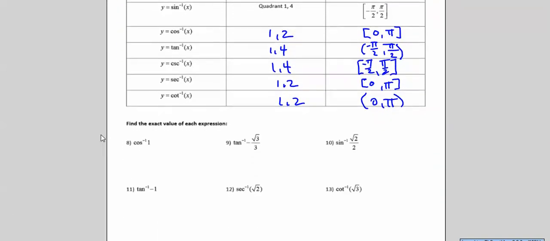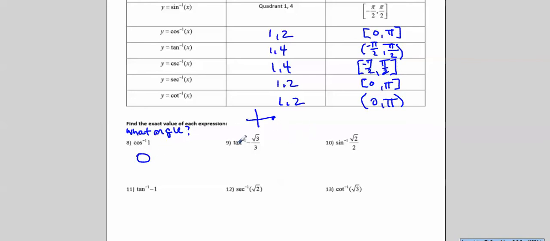Okay, so now let's use this to figure out where our answers are. When I'm answering problem 8, I'm trying to figure out what angle, and actually for all of these I'm trying to figure out what angle. What angle has a cosine of 1? Well, the cosine is the x value, so on the unit circle I'm thinking about where the x value is 1, and it's right here at 0 degrees or 0 radians.